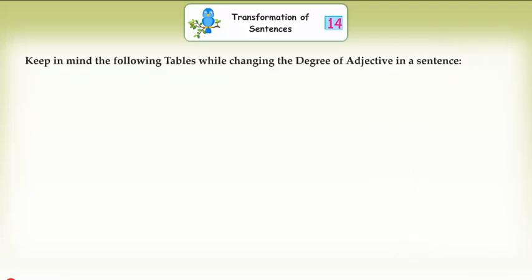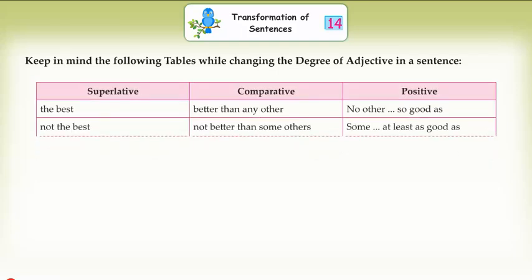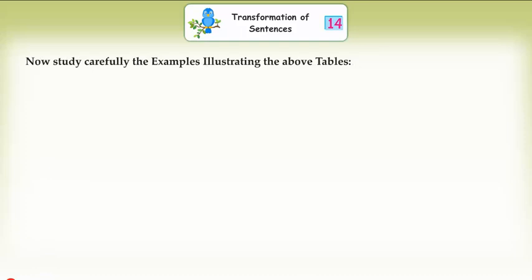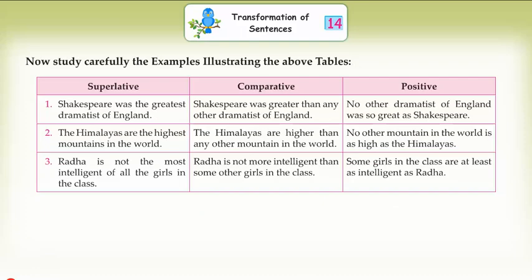Keep in mind the following tables while changing the degree of adjective in a sentence. Superlative, comparative, positive. The best, better than any other, no other so good as. Not the best, not better than some others, some at least as good as. One of the best of, better than most others, very few so good as. Not one of the best, some others better than, not so good as some others. Now, study carefully the examples illustrating the above tables.